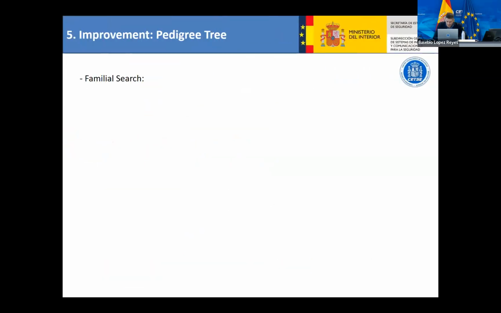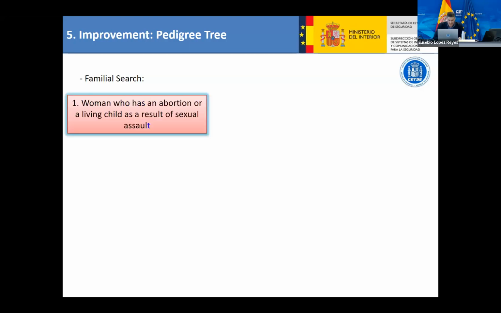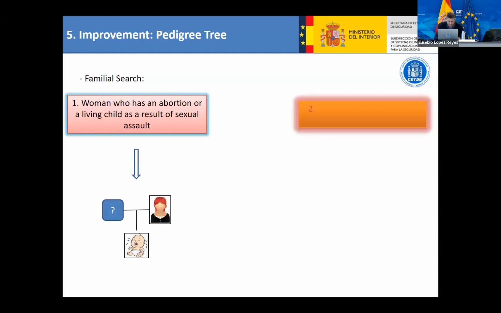Well, another important evolution for us is the possibility of developing the familial search that Cristina has explained to you. In Spain, we have two important cases. The first is when we have a woman who has an abortion or a living child as a result of sexual assault. Until the implementation of the pedigree, we couldn't develop a proper auto search in this kind of case.